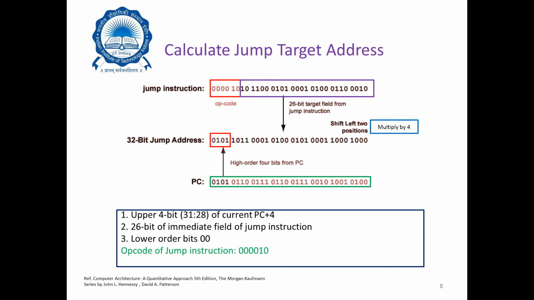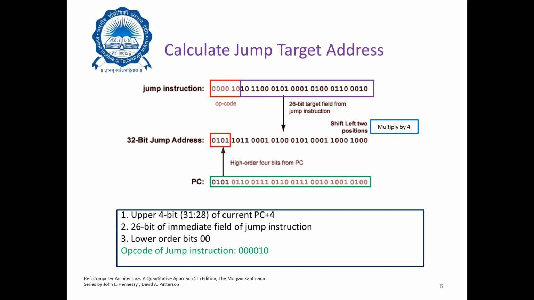So if you want to compute this, the upper 4 bits, which is 31 down to 28, have to be extracted from PC plus 4. The next 26 bits of that 32-bit address have to be taken from the immediate field of the jump address. That gives you 30 bits, and the remaining lower-order 2 bits have to be 0. In other words, the 26-bit target field is left shifted by 2 positions, so the lower-order 2 bits automatically become 00. Or you can assume that the value in the 26-bit target field is multiplied by 4. Multiplication by 4 or left shifting by 2 is the same thing, right?